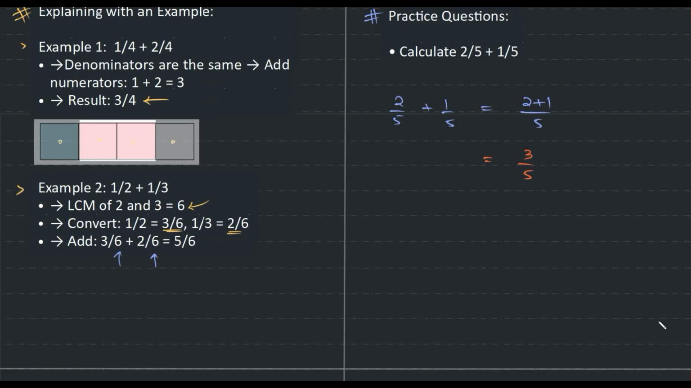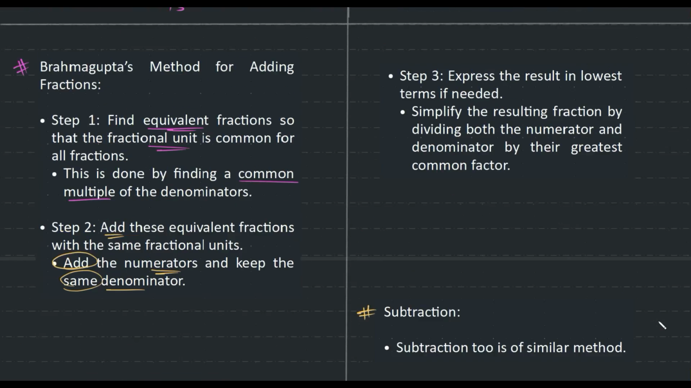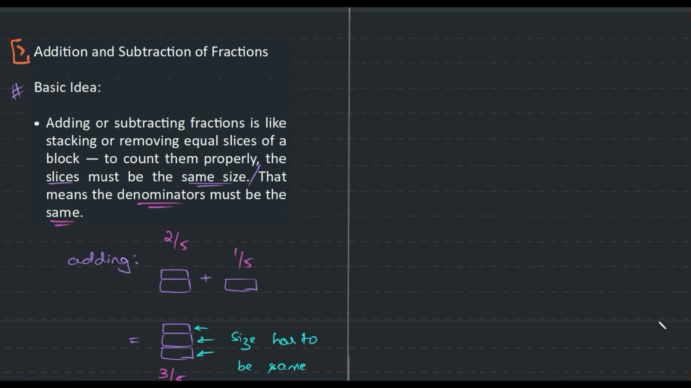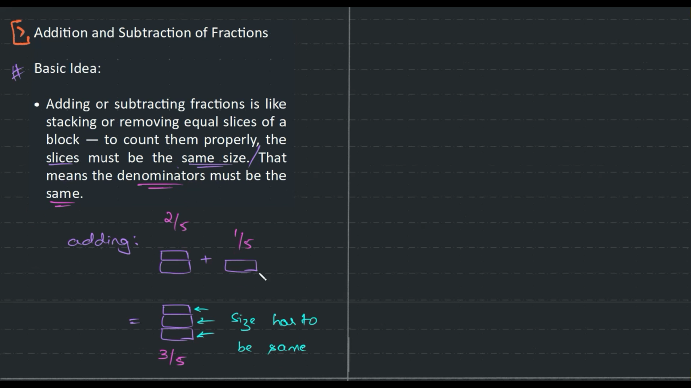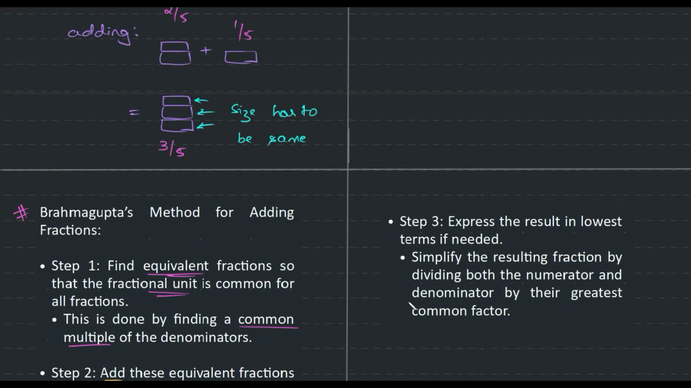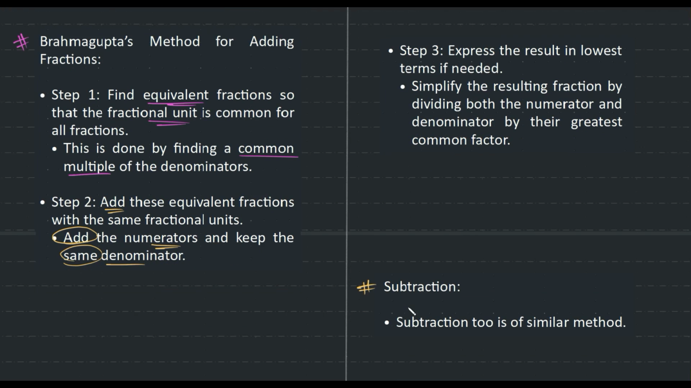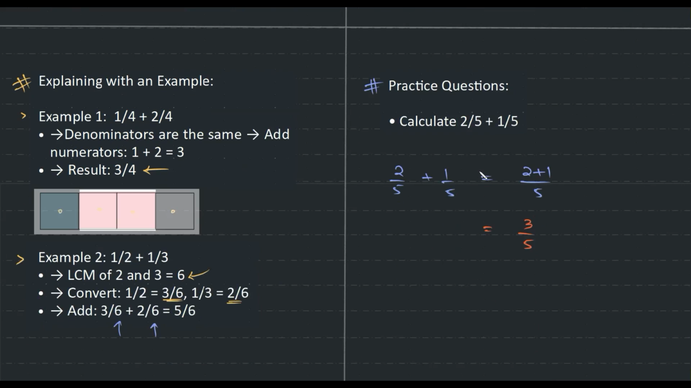Very simple process. We have done all of this. It's just a revision of all the points that we have learned till now. So can you see that addition and subtraction are like stacking up things, or if not, removing things, provided the things are of the same size. That's a simple rule. So how do you make things to be of same size? By getting the equivalent fraction so that the denominator is same. And that process is written over here, Brahmagupta's method of addition, and we have subtraction which is similar to this. And we have a bunch of examples over here.